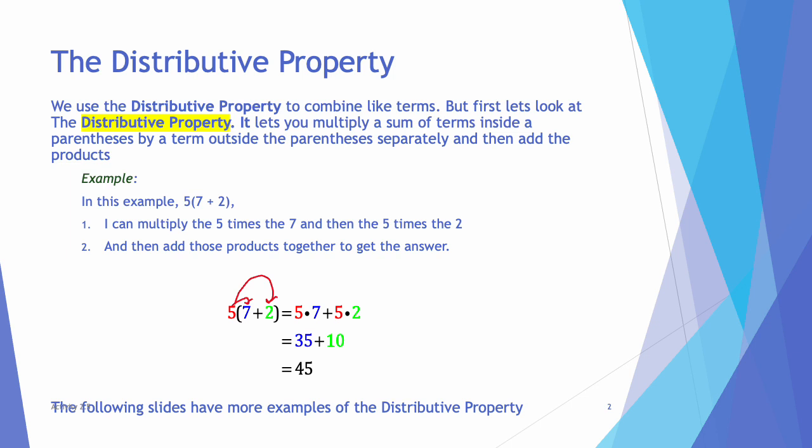The distributive property lets you multiply a sum of terms inside parentheses by a term outside the parentheses separately, and then add the products together. So let's look at an example. If I want to multiply 5 times the sum of 7 plus 2, I can multiply the 5 times the 7, and then the 5 times the 2, and then add those two products together to get the answer. So I would have 5 times 7 is 35, plus 5 times 2 is 10, and the answer would be 45.